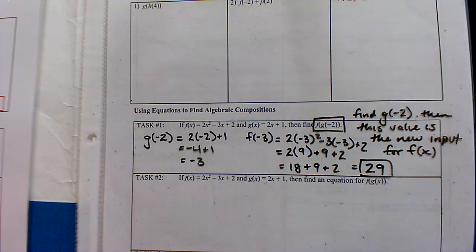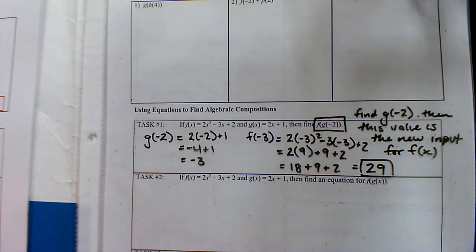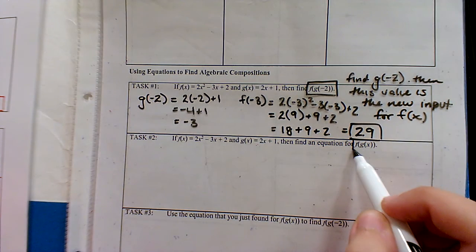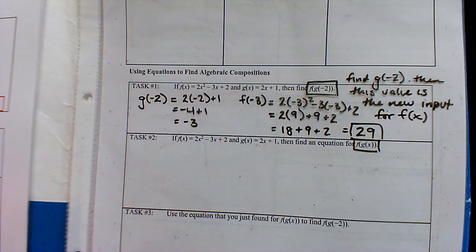So let's take a look at the second task. We still have the same two equations that we just used, the f and the g, but notice how what we're trying to find now is slightly different. F of g of x. Do you notice how we don't have that -2 anymore, or that number? So what do you think this notation is telling us to do?